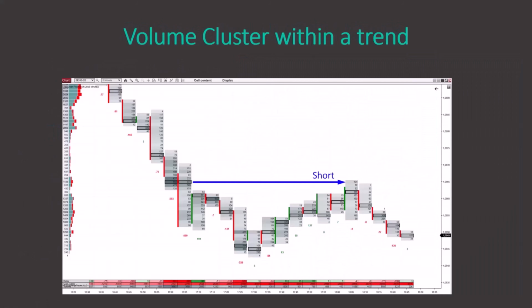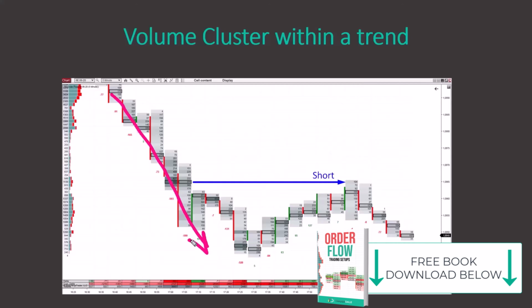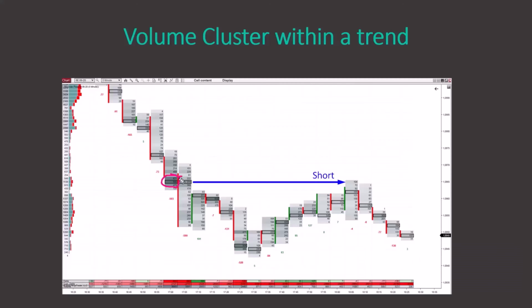Now, here is another example of that setup. In this case, the price was dropping in a downtrend, and within the downtrend, there was a significant volume zone, volume cluster in here, also in here, which adds strength to it. So, significant volume zone within a trend. You wait for a pullback. When the price hits that zone, you go short in the direction of the trend.